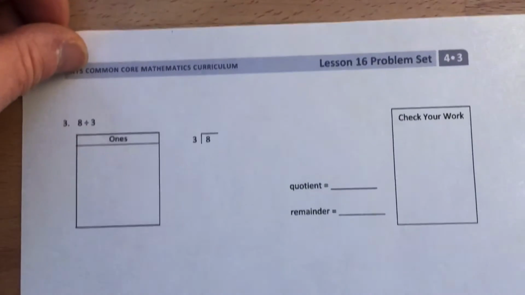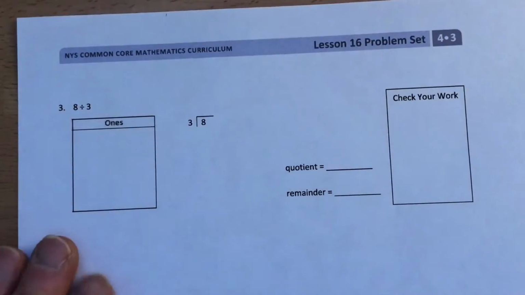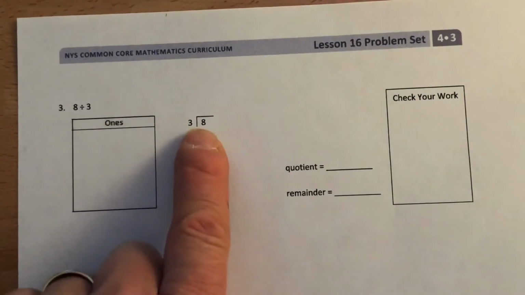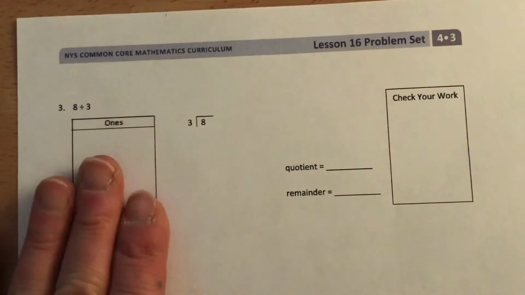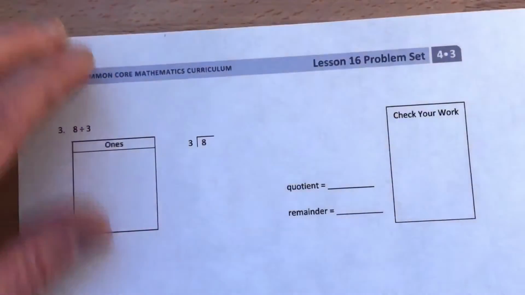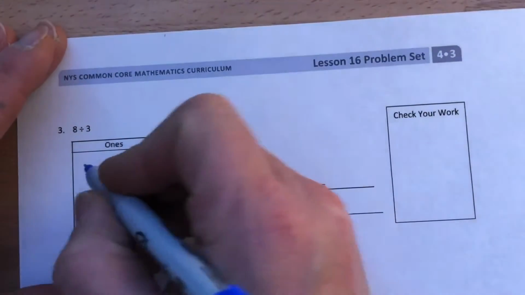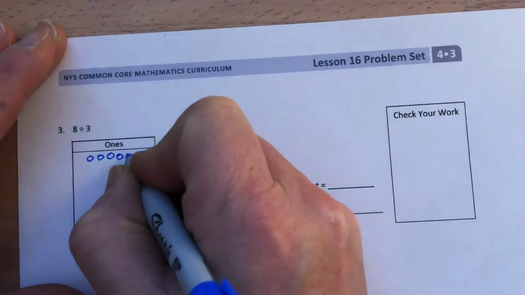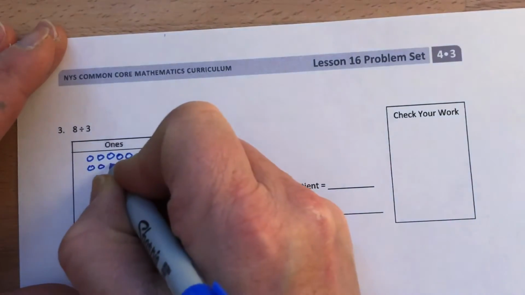All right, let's try the back. Okay, so number 3 says 8 divided by 3. All right, it's a single digit dividend. So it's 8 divided by 3. So we're just dealing with the ones place here, okay? So I have 8 ones. I'll write those in over here. 1, 2, 3, 4, 5, 6, 7, 8.